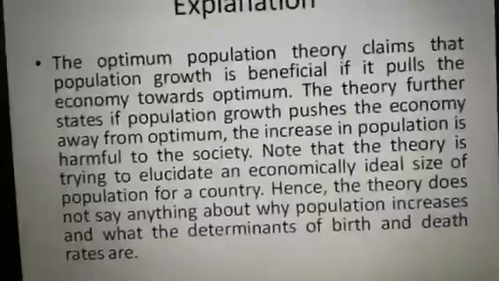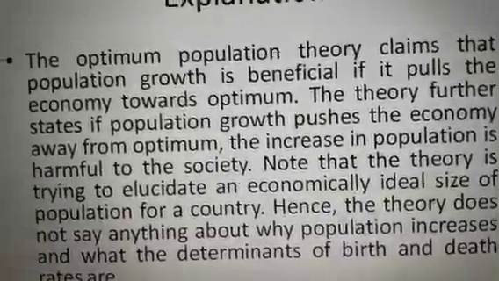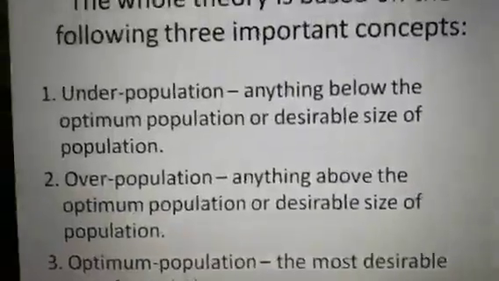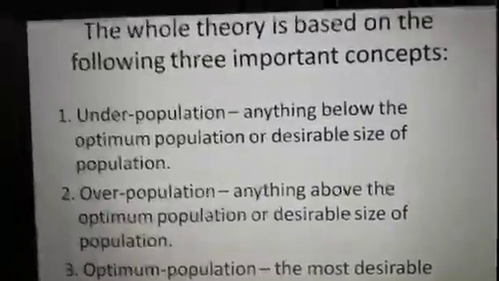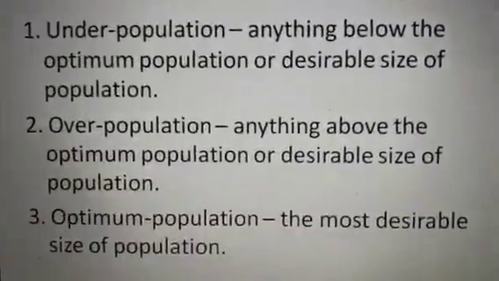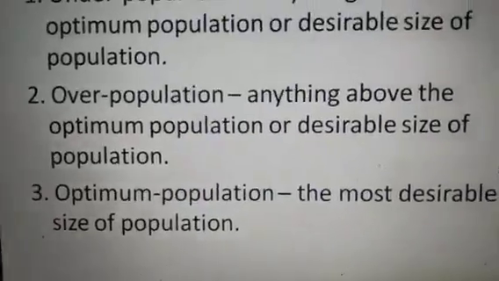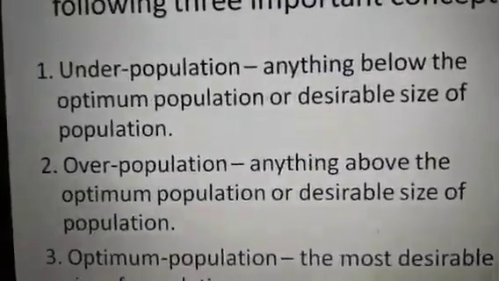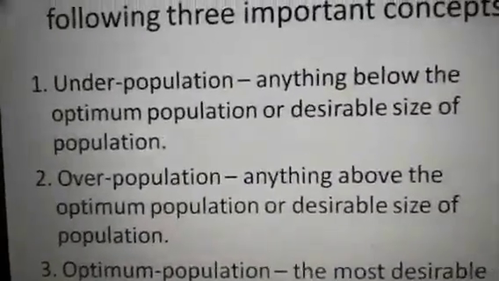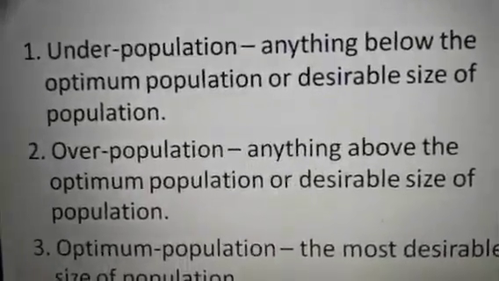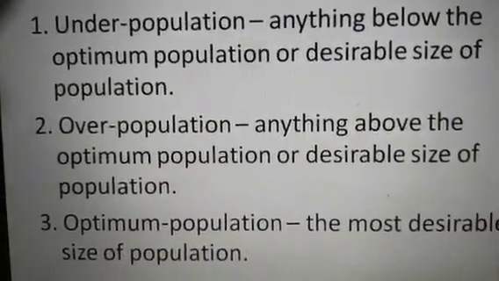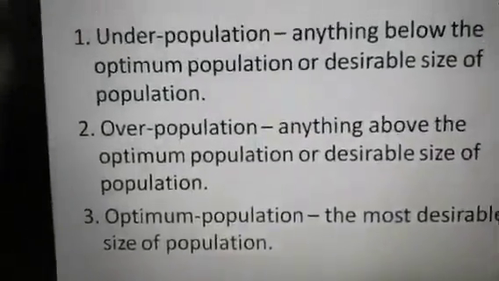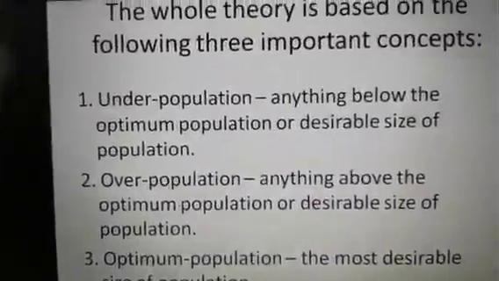And when we explain this, again I am saying that the optimum population theory claims that population growth is beneficial if it pulls the economy towards the optimum. Okay? And there are three basic things: one is underpopulation, one is overpopulation, and third is optimum population. Because we have to deal with this, we should also know about over and underpopulation. What is underpopulation? Anything below the optimum or desirable size of population. And what is overpopulation? Anything above the optimum or desirable size of population. That means optimum population is the most desirable size of population. So this is also a solution for a country like India.